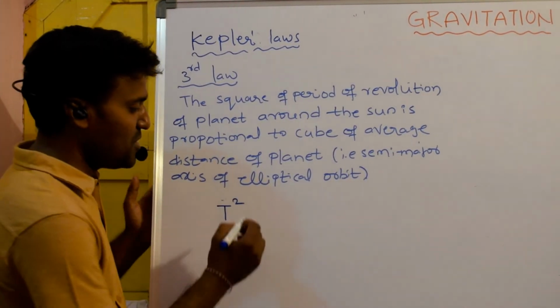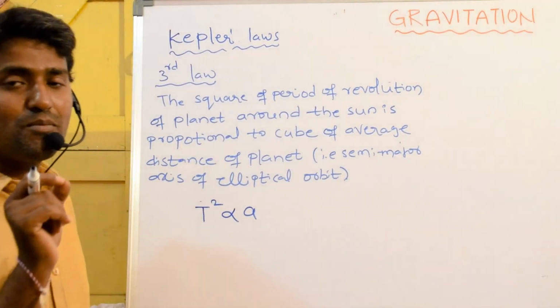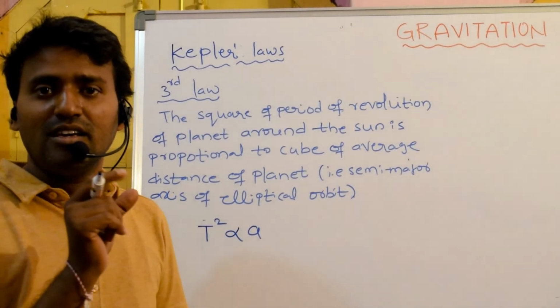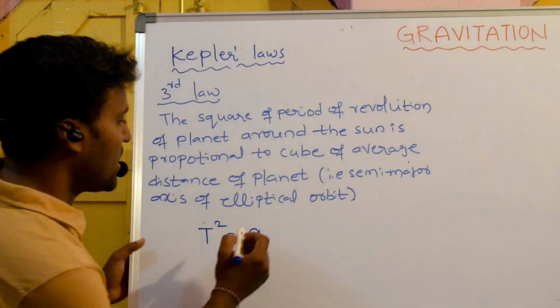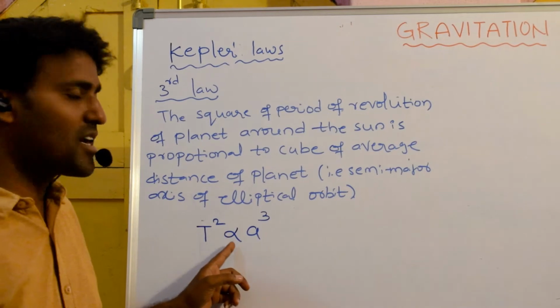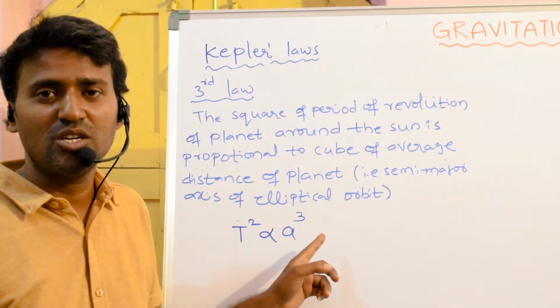Semi-major axis, I gave the symbol A. Initially, in Kepler's first law, while I was explaining, the semi-major axis was A and B, where B is the semi-minor axis. So T square is directly proportional to A cube. T square is directly proportional to A cube.